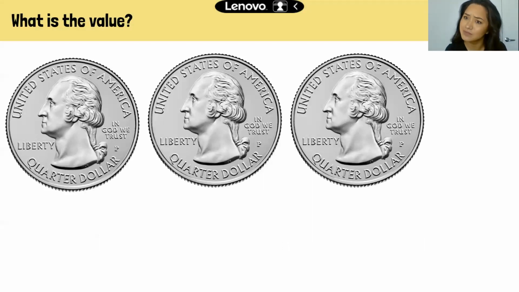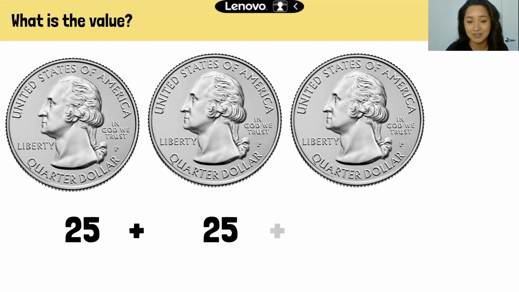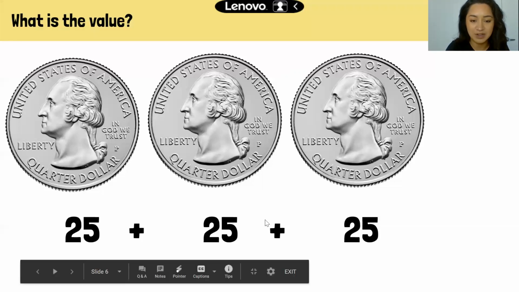Now we have a new coin up here. What is this coin? 25 cents. It is a quarter. So we have 25 plus 25 plus 25. Now, this might be a little bit trickier because maybe you're not used to counting by 25s. Okay, let's practice. 25 plus 25 equals 50. 50 plus 25 equals 75.